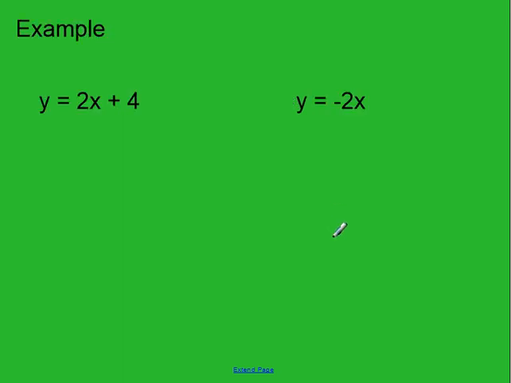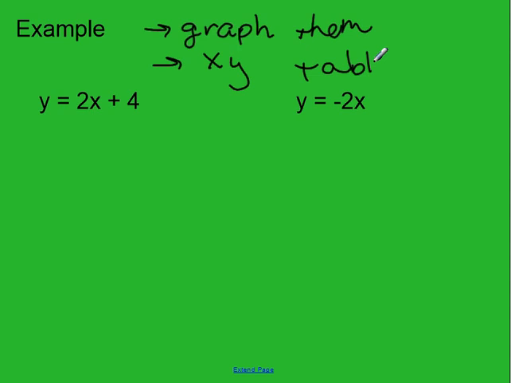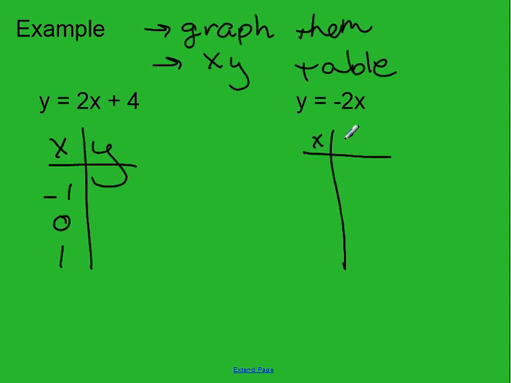So let's go through our first example. We have y equals 2x plus 4 and y equals negative 2x. First thing we need to do is graph them. And in order to graph them, I need you guys to make an XY table. That's the best way to graph them. Let's think back to what we did a few months ago. For an XY table, I suggest you use at least 3 points. I like using -1, 0, and 1. They're nice and simple. Almost always work out pretty well.